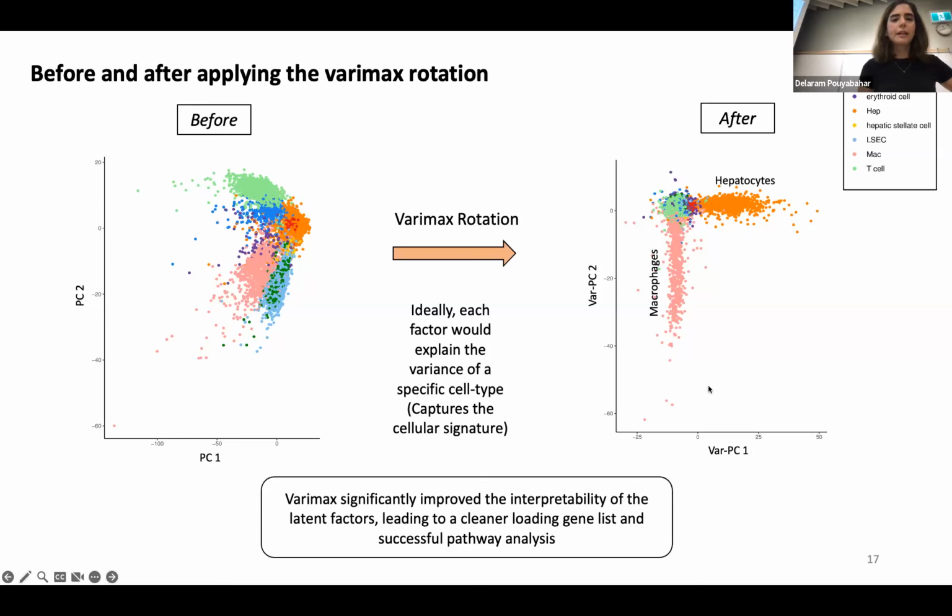You can see that the signal is a lot more clear, and you can easily associate Varimax rotated principal component 1 with the hepatocyte population, and Varimax component number 2 with the macrophage population. So this is an ideal interpretable factor that you would like to get.